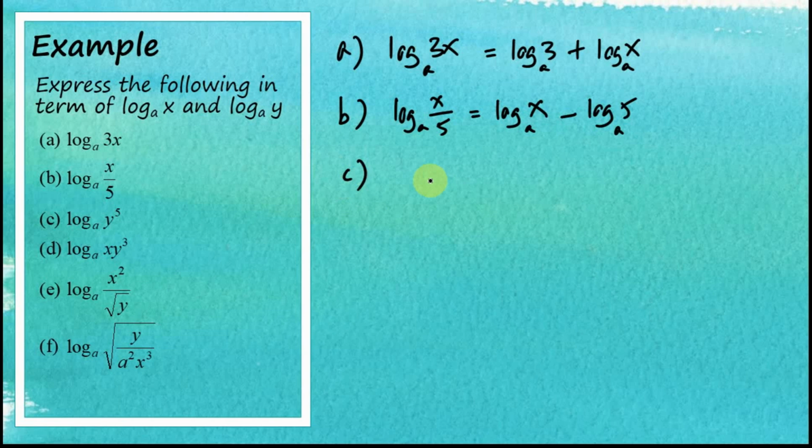C, log y to the power of 5 base a. By using the power law, we can tell straight away that we put the 5 in front of the log, so it becomes 5 log y base a. Okay, so how about this one?